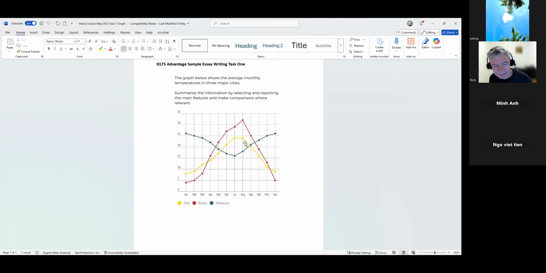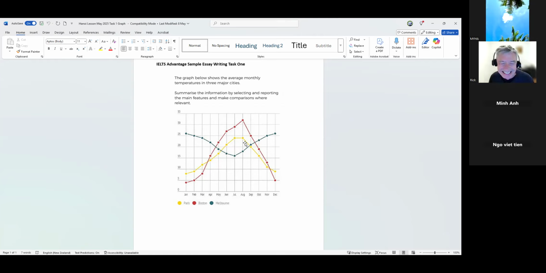The first thing is Boston. Overall, it hasn't changed at all. Boston hasn't changed at all. That's not quite correct, Viet. You can see the temperature goes up and down, so it does change. I know what you were trying to say. You were saying, well, in January it's the same as in December, but in between it does change.